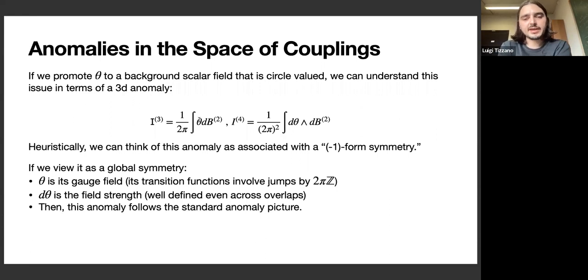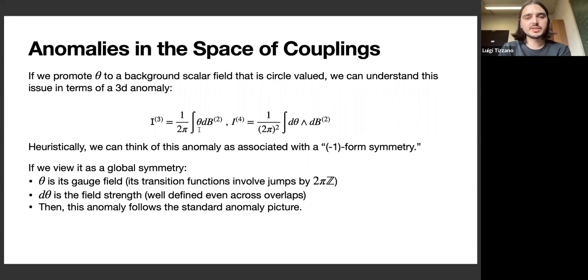And by the descent mechanism, we know that this 3-dimensional anomaly will be associated to an anomaly inflow polynomial I4, where we have d theta dB. And so heuristically, if you are not at ease with the idea that theta is some kind of field, you can think that theta will implement a symmetry. But in this case, the symmetry that it has to implement will be a -1 form symmetry. In this sense, a -1 form symmetry must only be coupled to something that has no legs.